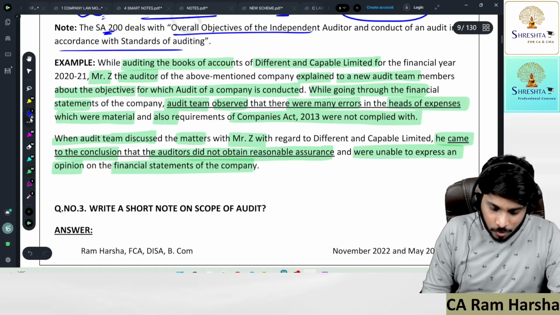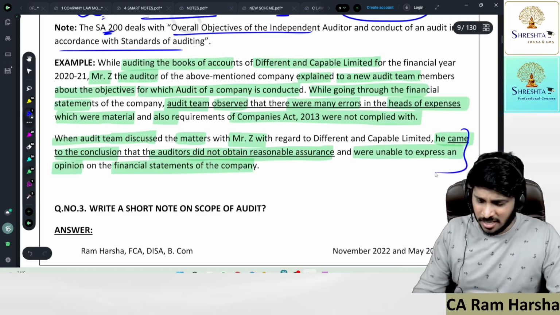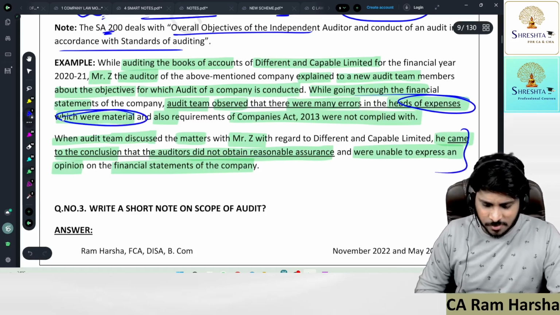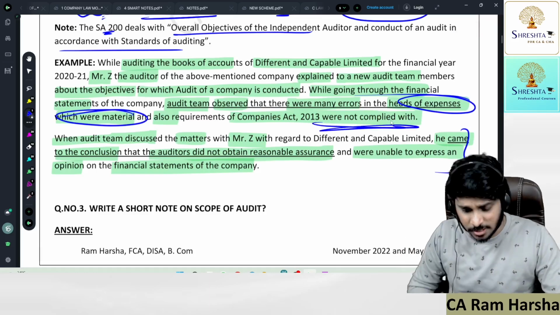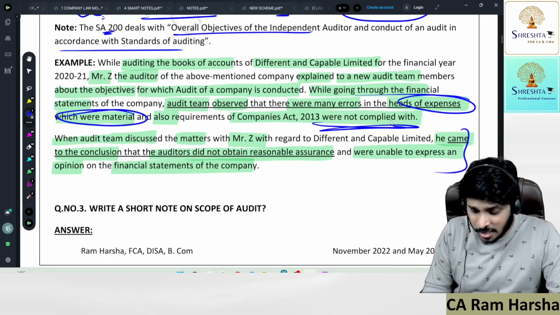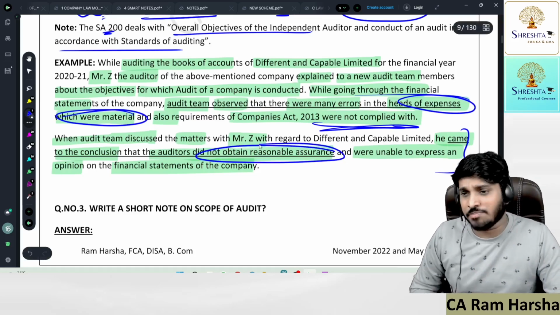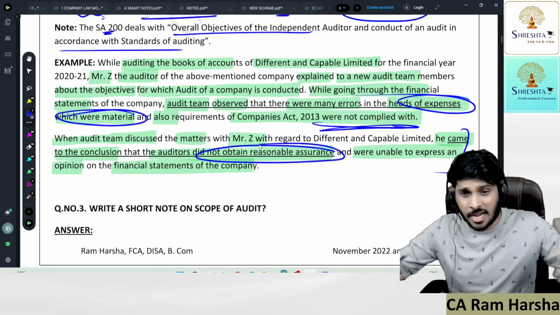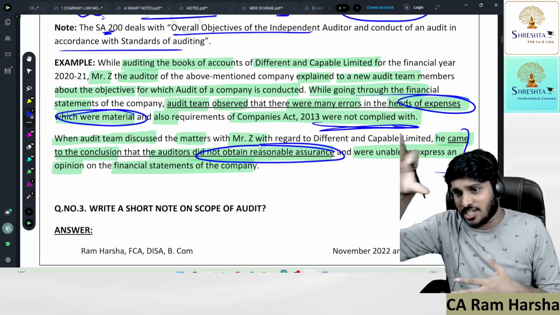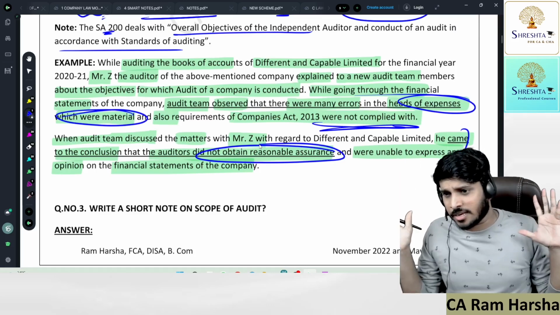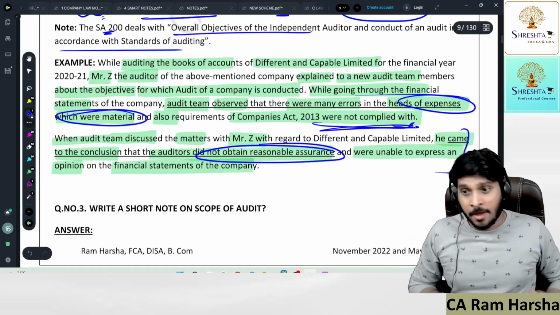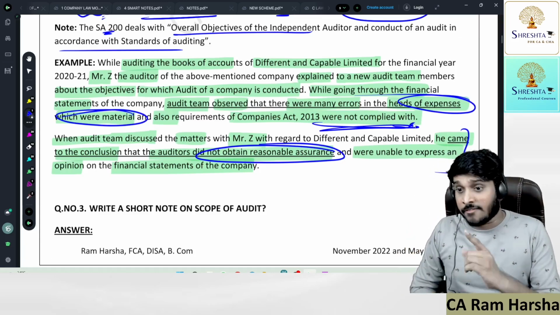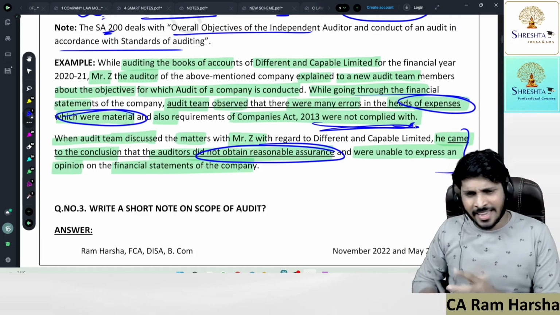Getting it? See here, what are they saying? What did the auditor decide? There are so many expenses. Moreover, company law is also not complied with. So what ultimately did the auditor feel? We don't know what is happening inside the company. We are unable to get any assurance. We are unable to get any confidence in the financial statements of the company. We don't give an opinion. This is one option. But actually, when something is wrong and I have proof that it is a mistake, can I say it's a mistake?